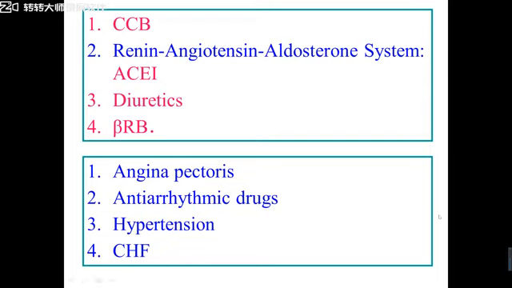So let's begin our new class. Let's study the first basic agents, CCB, calcium channel blockers.